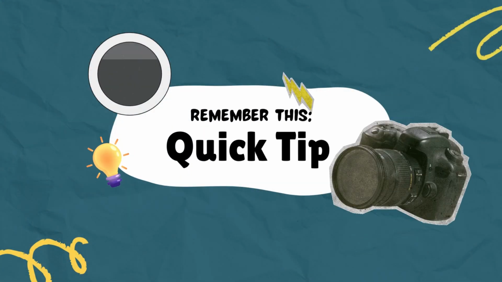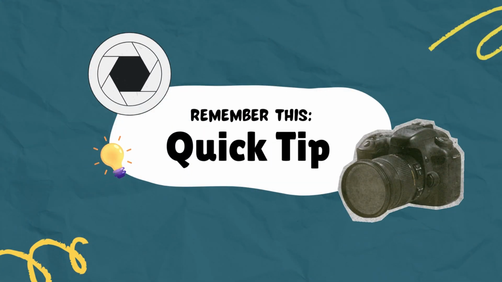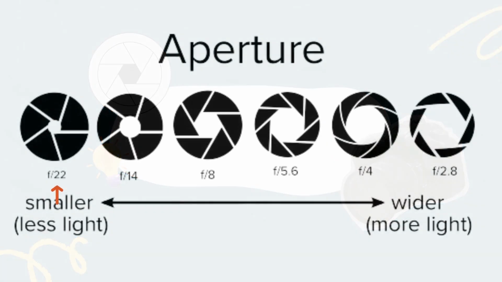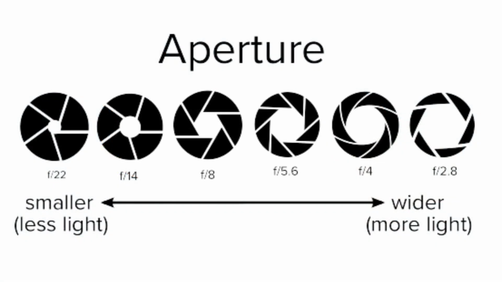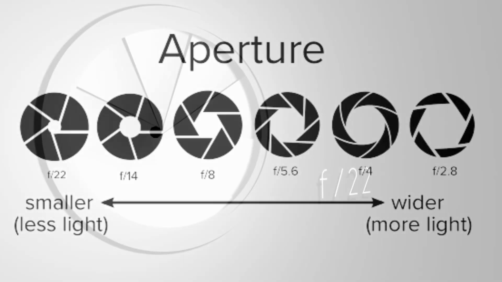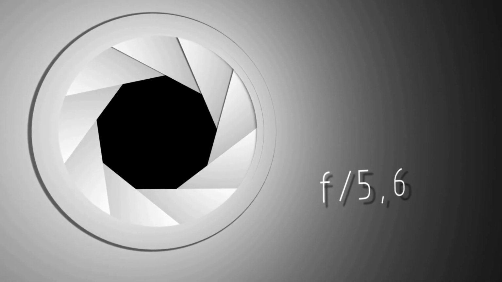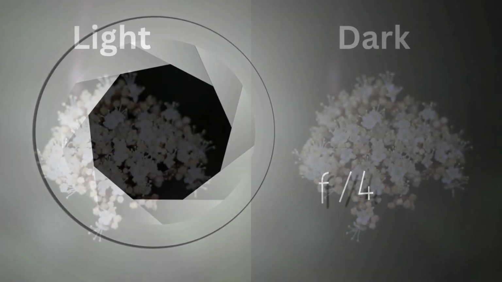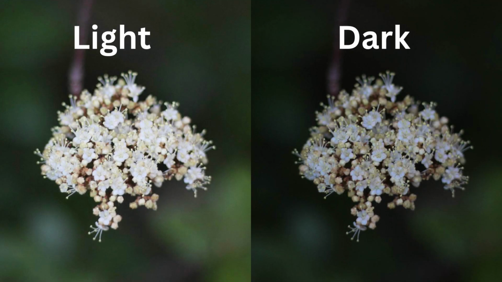One quick tip to remember when setting or adjusting the aperture on your camera is that the higher the number of f-stops, the less light will come into your camera. The lower the number, the more light will come into the camera. Also, you want to remember that the smaller the aperture, the less light will come into the camera, and the wider your aperture is, the more light will come into your camera. And this will also dictate how light or dark your final photograph will be.